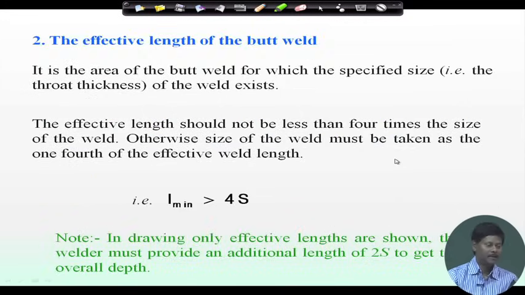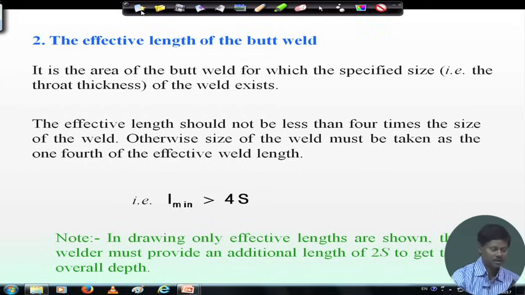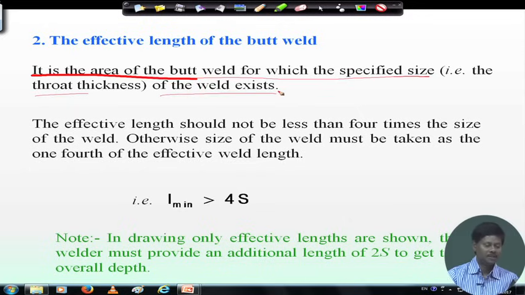Now, the effective length. Effective length is calculated in a similar way as we did in case of fillet weld. The effective length will be based on the effective area. It is the area of the butt weld for which the specified size, that means the effective throat thickness of the weld, exists. That means, the length over which the effective throat thickness exists will be the butt weld length, and the minimum length of the butt weld has to be at least more than 4s, where s is the size of the weld.